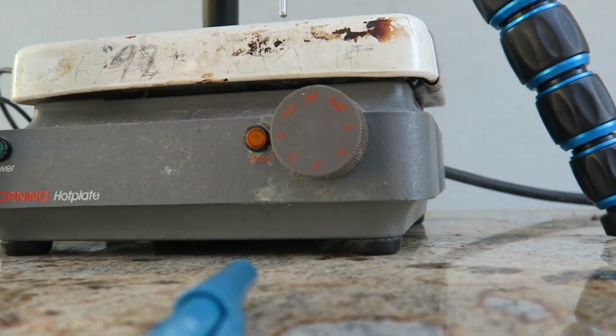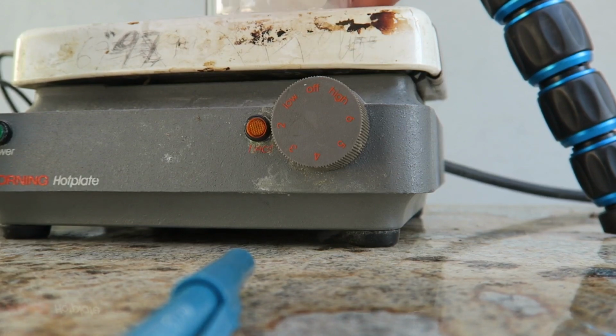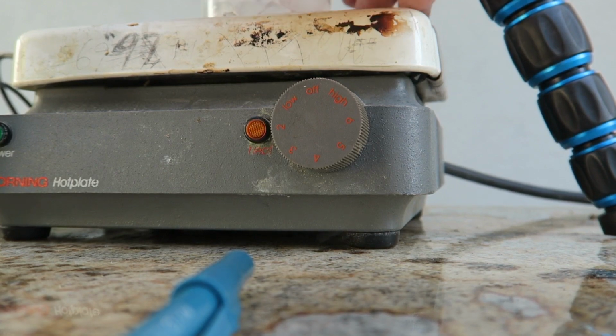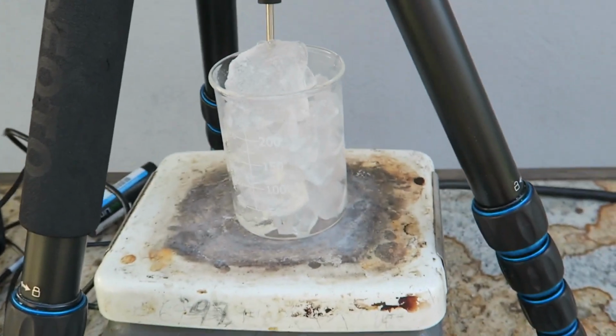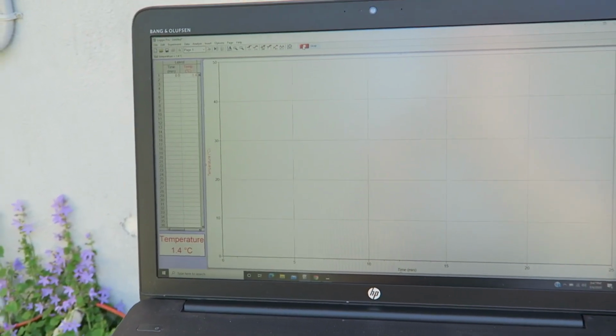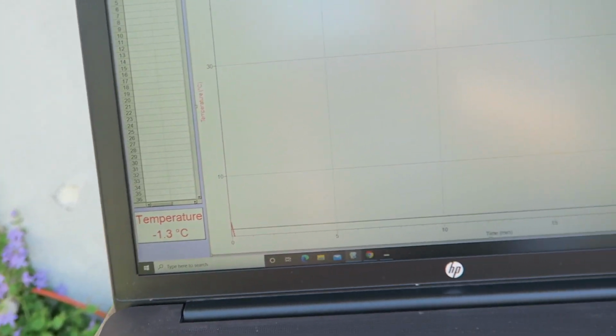off, with the thermal probe jammed into the beaker. And of course it can't touch the bottom of the beaker, it's just dangling at a certain height above the base. And I'm going to start data collection right now. So immediately the temperature dropped from 29 degrees down to 1.4 degrees Celsius.